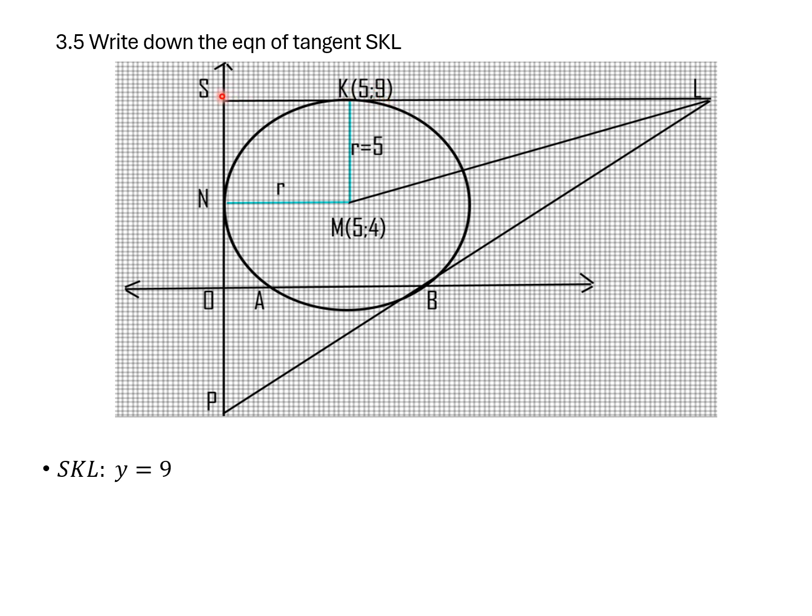That means coordinates of S would be (0, 9), and L would be whatever x and 9. So wherever I go on this line, my y value is 9. Therefore, SKL equation: y equals 9. Alright, so hope you follow.